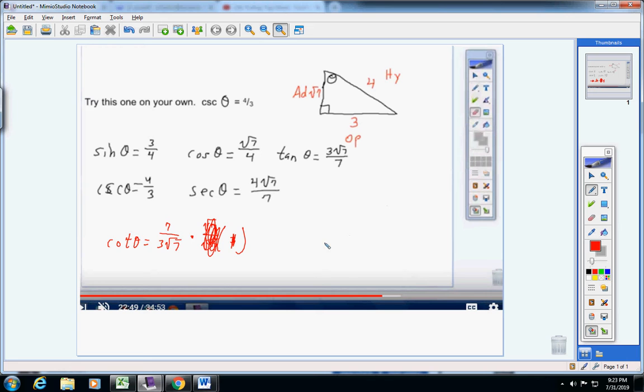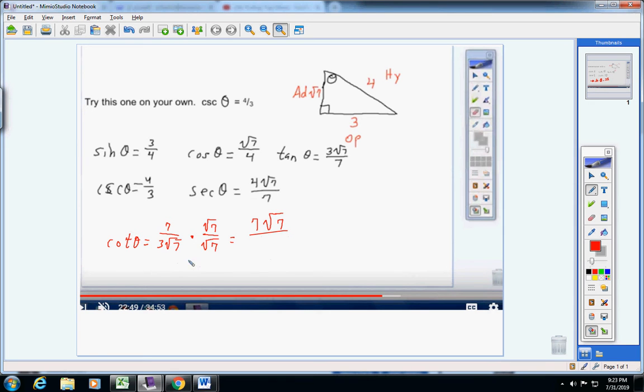So I'm not changing the value, right? You can multiply any number by 1 and it doesn't change the value. It might change what it looks like, but it doesn't change the value. So it's totally legal for me to multiply this fraction by square root of 7 over square root of 7. Now, why did I pick square root of 7? Because that's what I'm trying to get rid of down here, okay? So, 7 times the square root of 7 is 7 square root of 7.